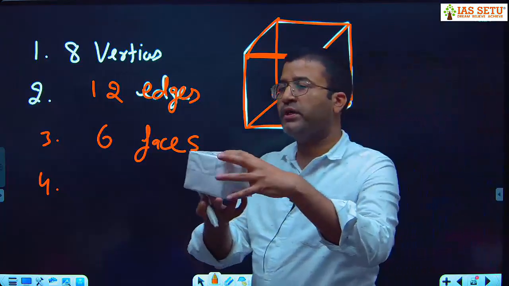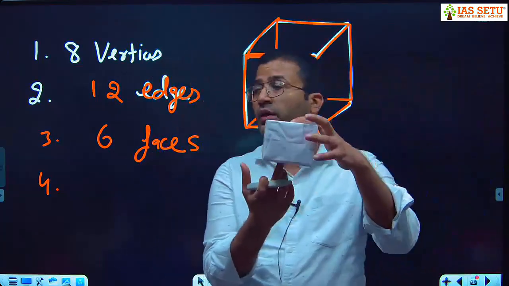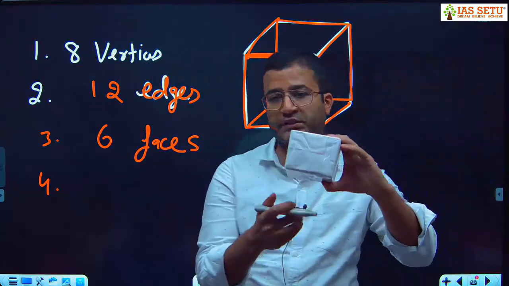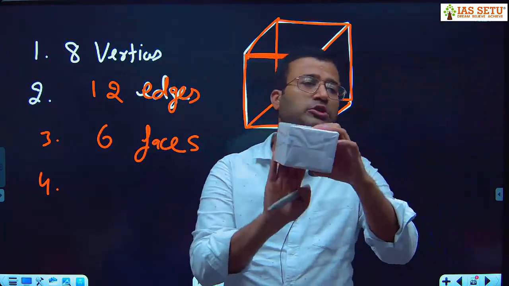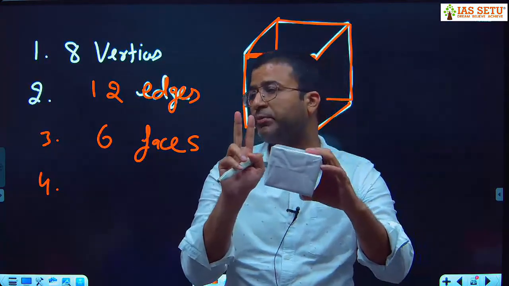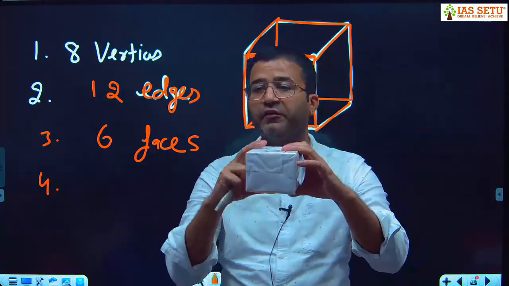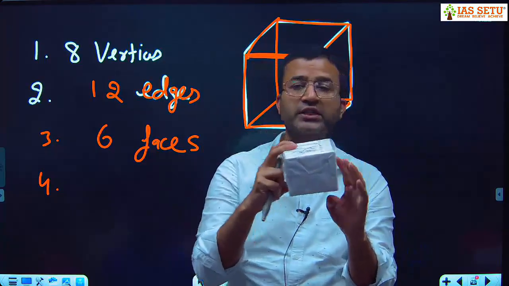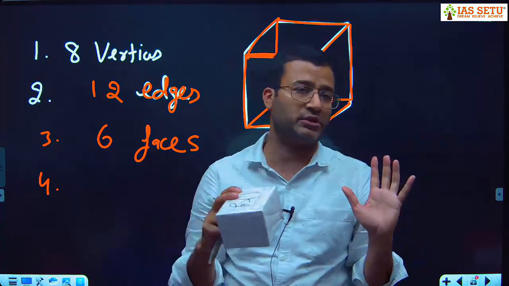This top is opposite to bottom. This is one pair of opposite faces. This front face is opposite to the back face. This is the second pair of opposite faces. Left side face is opposite to the right side face. This is the third pair of opposite faces.